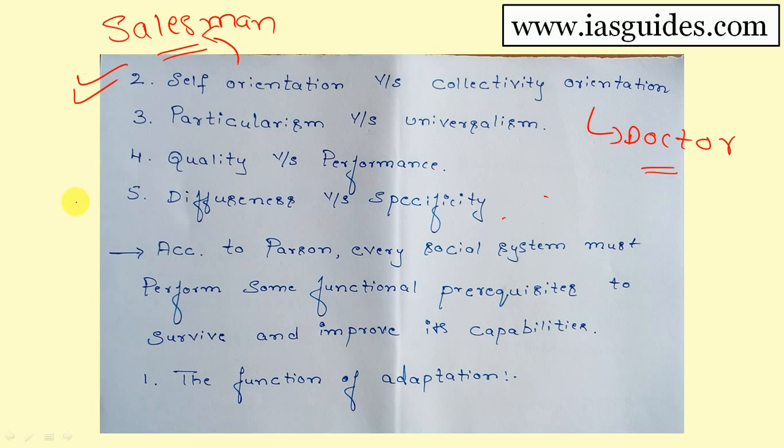Getting? And the third kind of action in patterned variables given by Talcott Parsons is particularism versus universalism. This is known as the choice between types of value-oriented standards. The choice between types of value-oriented standards can be equated to particularism versus universalism. What is the meaning of particularism? Particularism means the actor's particular relationship with a particular object. The actor's particular relationship with a particular object is known as particularism.